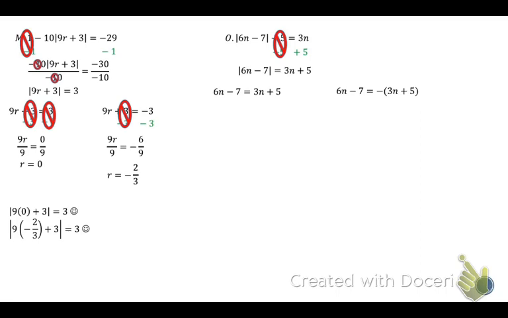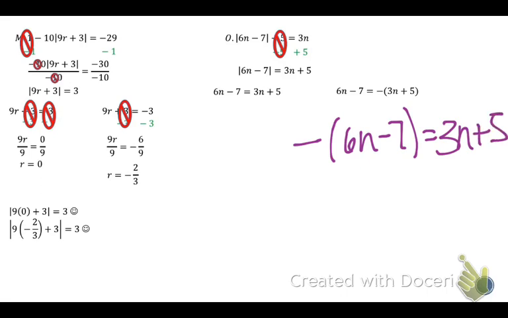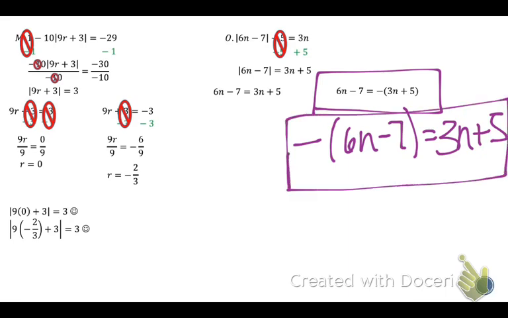The way it did it on the ACT is they wrote it like this. So negative 6n minus 7 equals 3n plus 5. And either way, you'll get the same answer. So I did it this way. You could also do it this way, and you have to recognize that those are the same thing. Okay, those are the same thing.